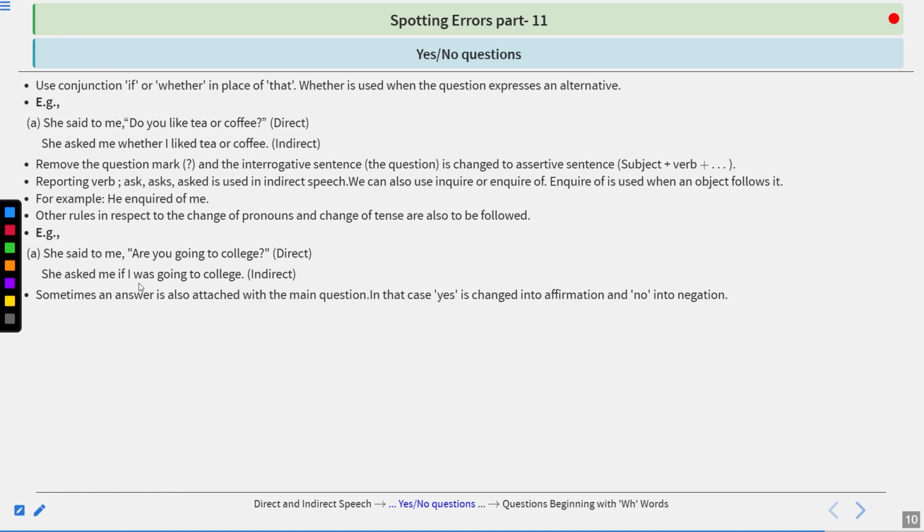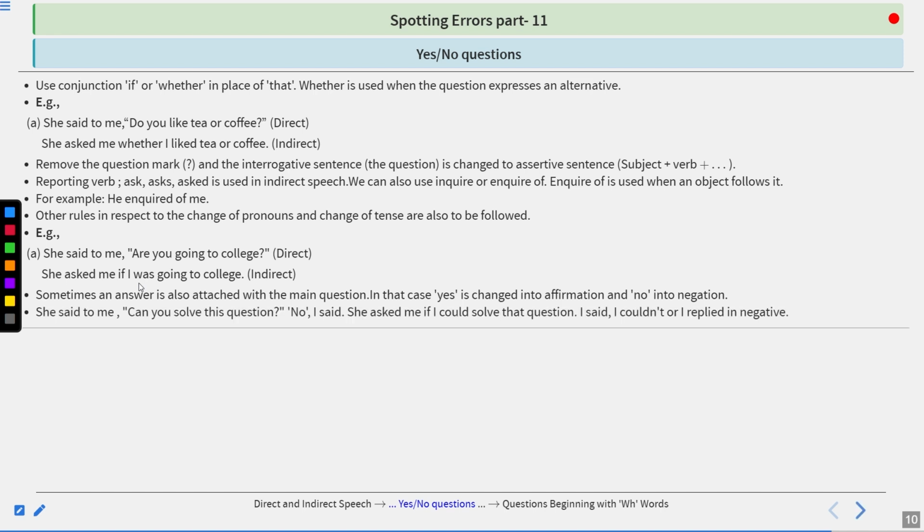Sometimes an answer is also attached with the main question. In that case, yes is changed into affirmation and no into negation. So you have to choose yes in affirmative sentences or context, and no in negative sentences or context. She said to me, can you solve this question? No, I said. So the change will be, she asked me if I could solve that question, and I said I couldn't, or I replied in negative. I hope you have understood.